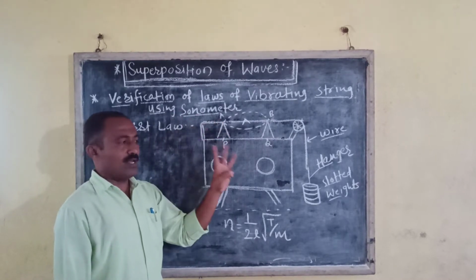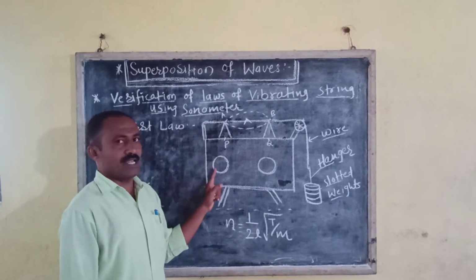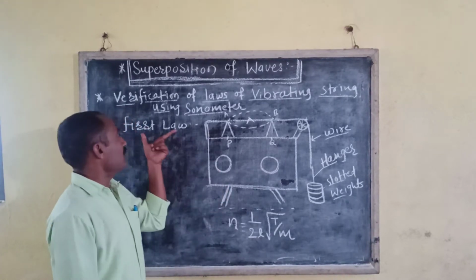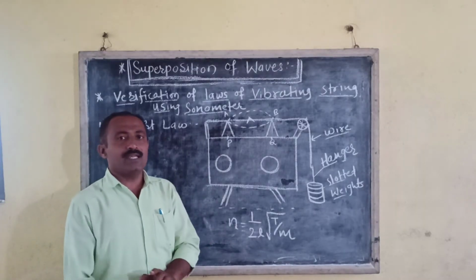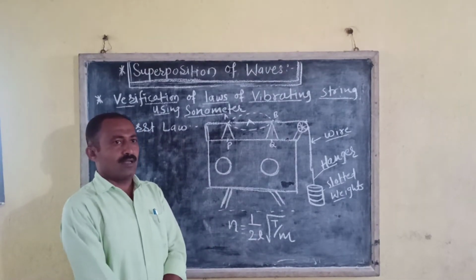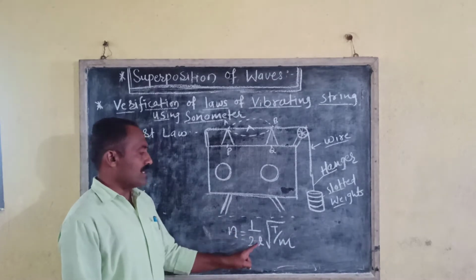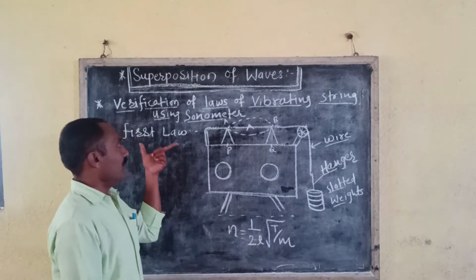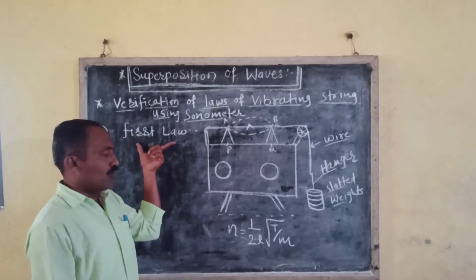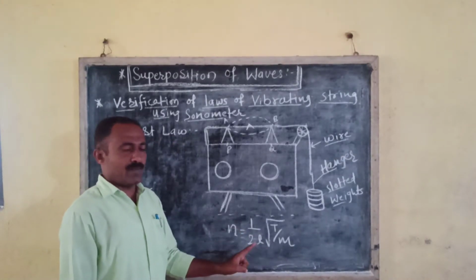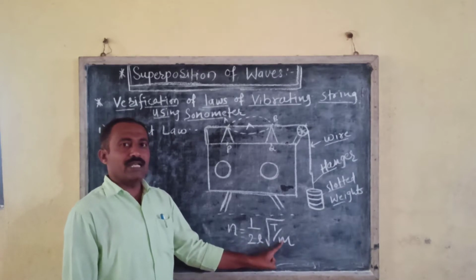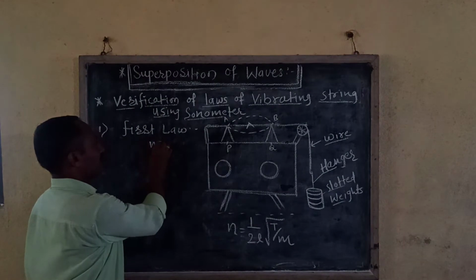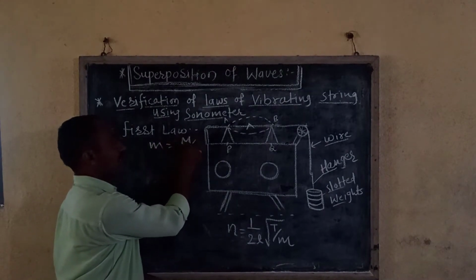There are three laws of the vibrating string, of which we have to verify first the first law, that is the law of length, that is, n is inversely proportional to L. Now in order to verify the first law of length, we have to determine the mass per unit length of the wire, that is small m is equal to capital M upon L.